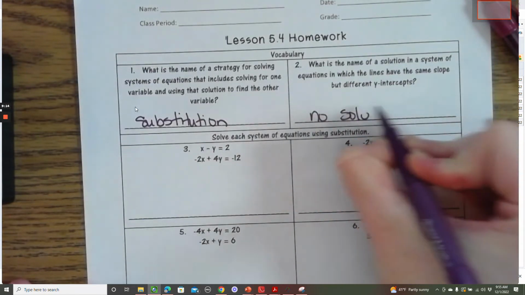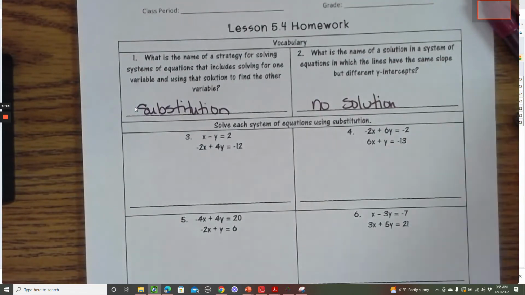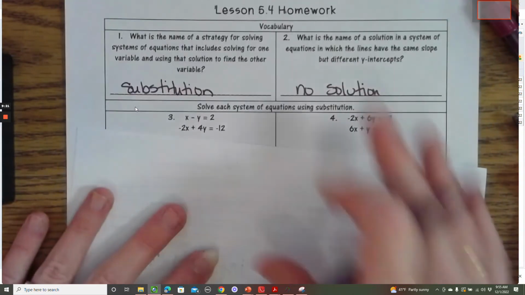Okay. So this is one of the methods that you were supposed to learn this year. It's called substitution. What you do.